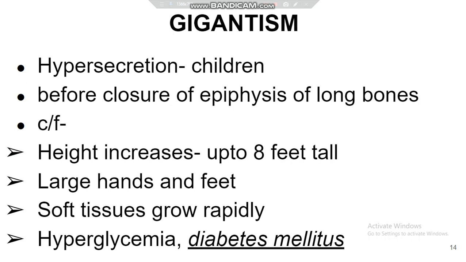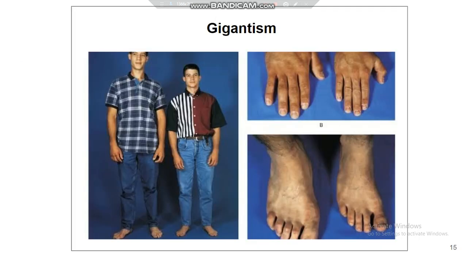Gigantism occurs due to hypersecretion of growth hormone in children before the closure of epiphysis of long bones. Clinical features are increased height up to 8 feet tall, large hands and feet, and soft tissue grows rapidly. Hyperglycemia leads to diabetes mellitus in 10% of cases.